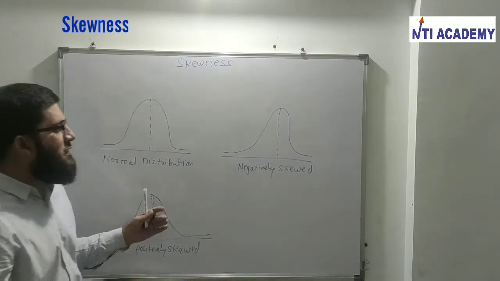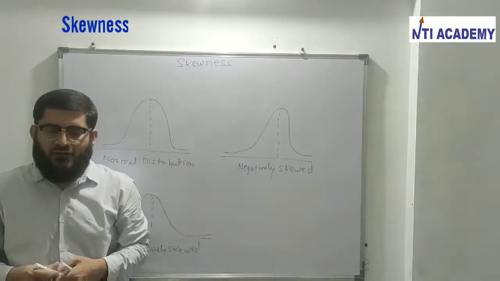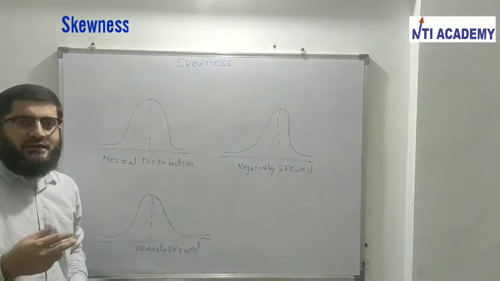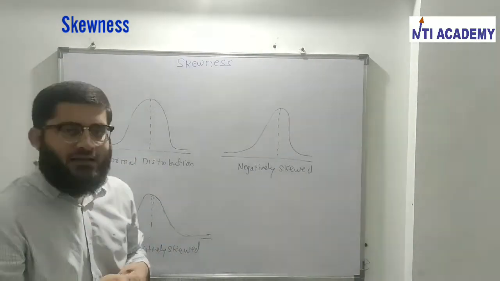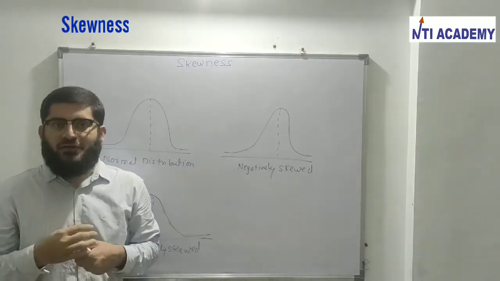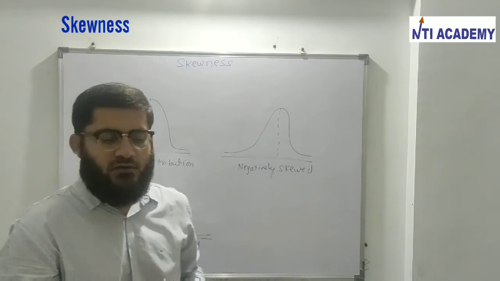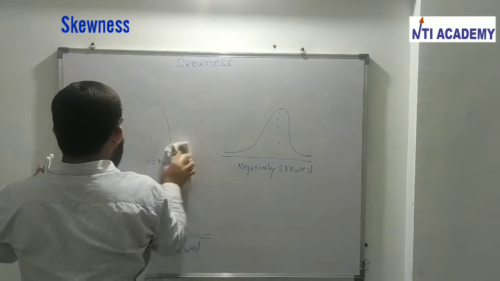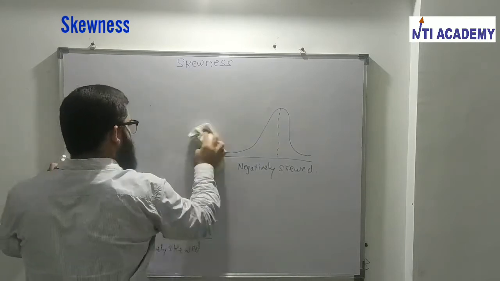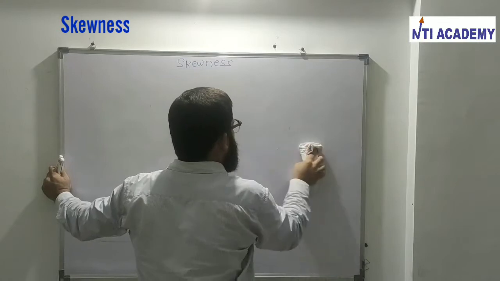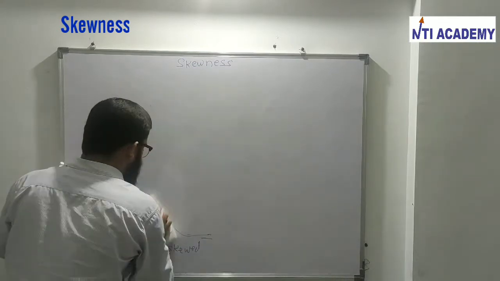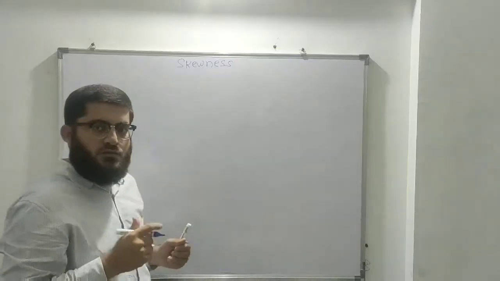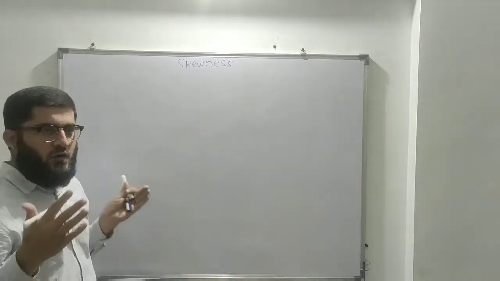So there is a Karl Pearson method through which we can calculate the value of the skewness, and how much your sample is skewed. So we will use the Karl Pearson coefficient of skewness, and we will start solving this.